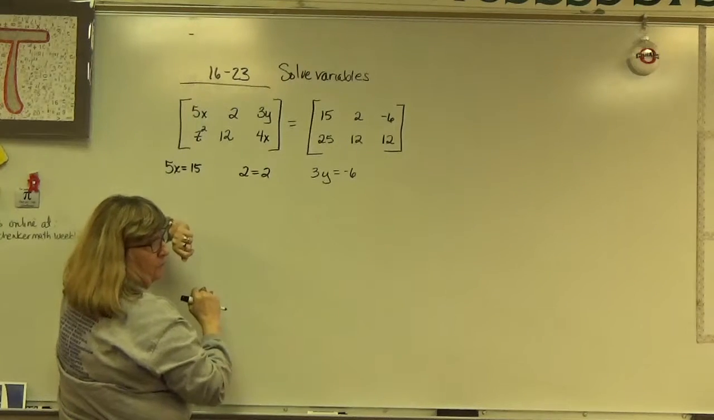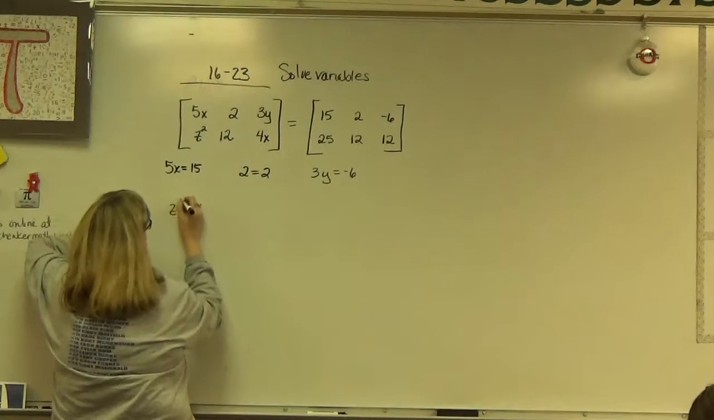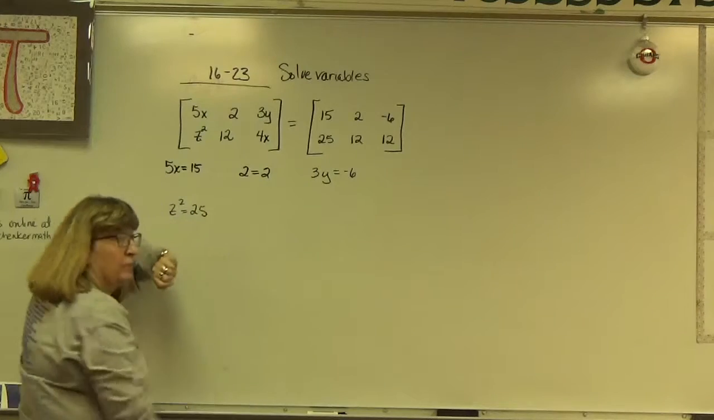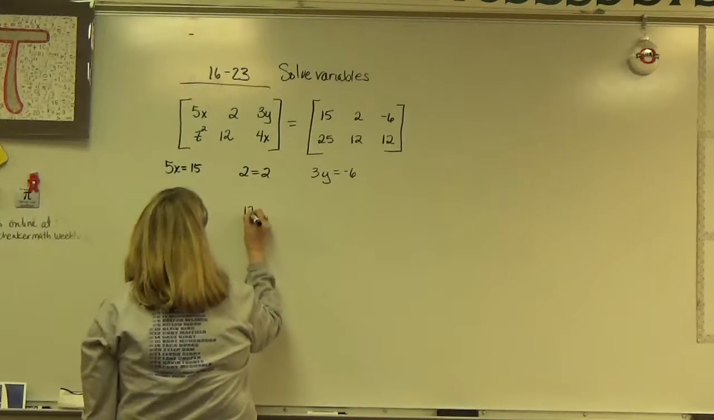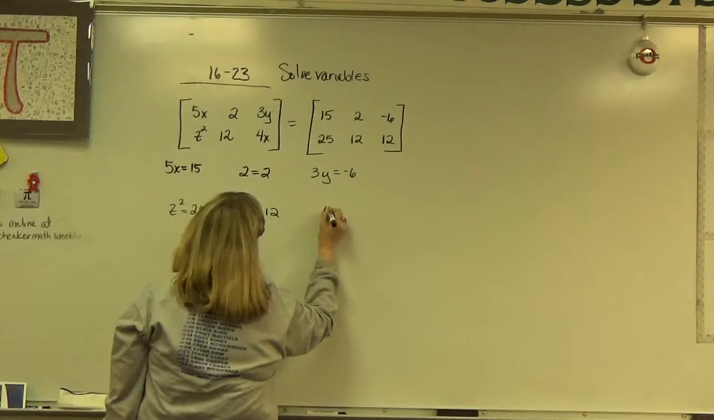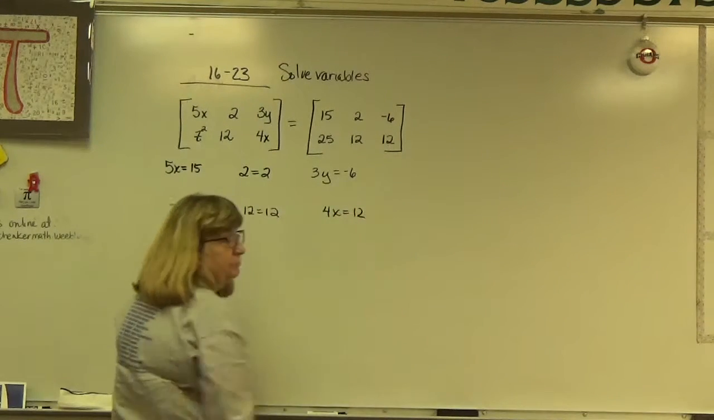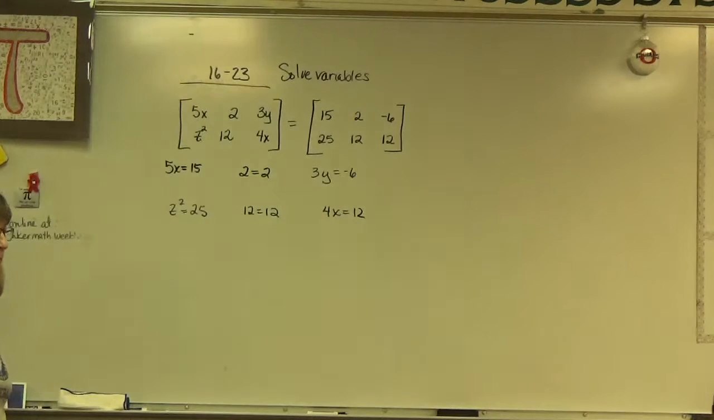Will we need to write the ones that do not have the extra? No, you really don't. I'm writing them just for the sake that we have the position. So we have z squared equals 25. We have 12 equal to 12. And we have 4x equal to 12.